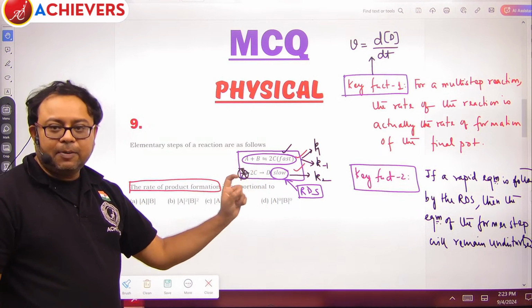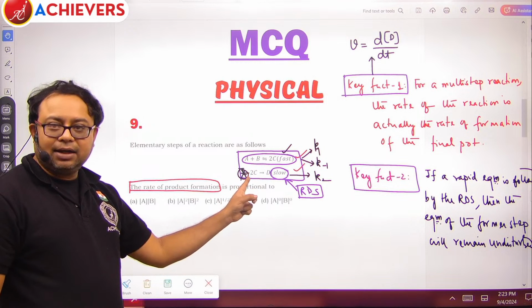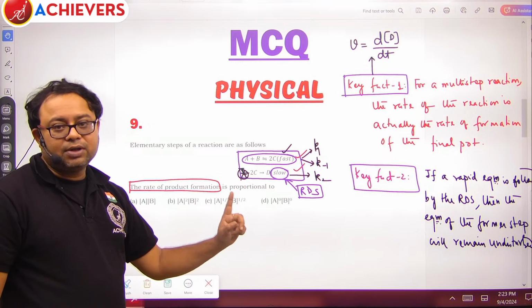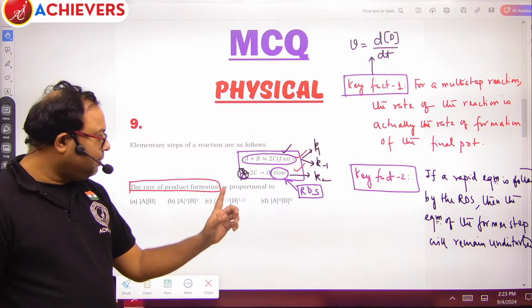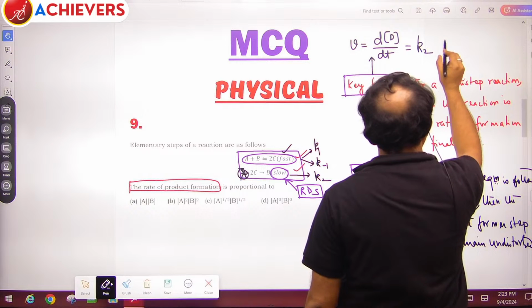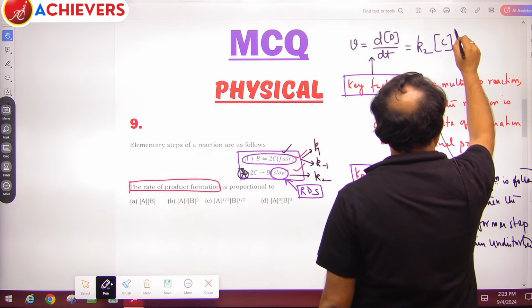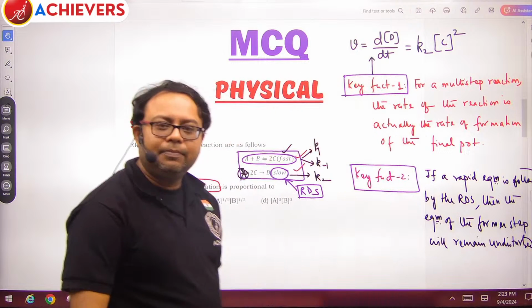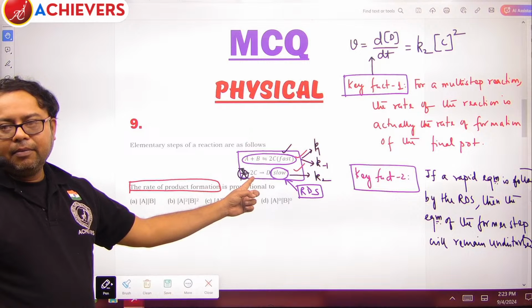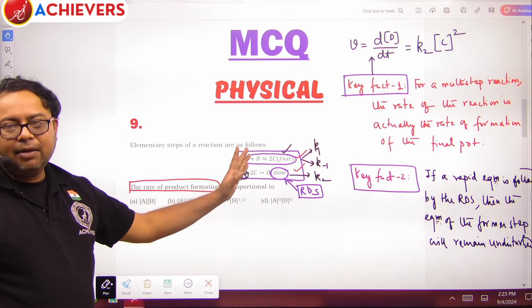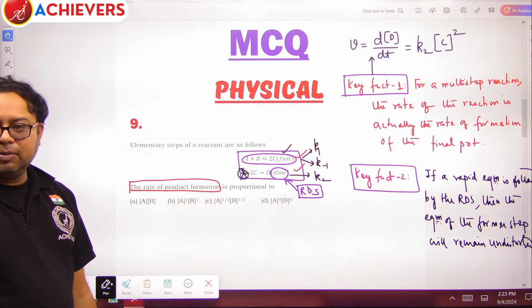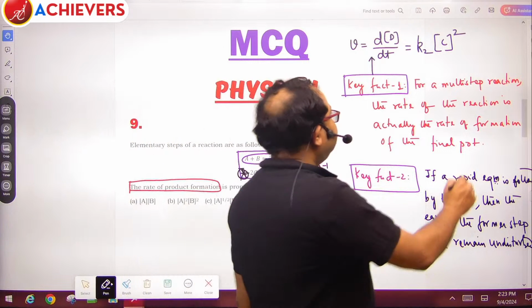For a single step, order and stoichiometry are the same. So for this particular single step, the order of the process with respect to C will be 2. So the rate will be equal to K2 multiplied by concentration of C square, because the concentration of C is raised to the power 2. Why? Because the order is 2. So this is my equation number 1.